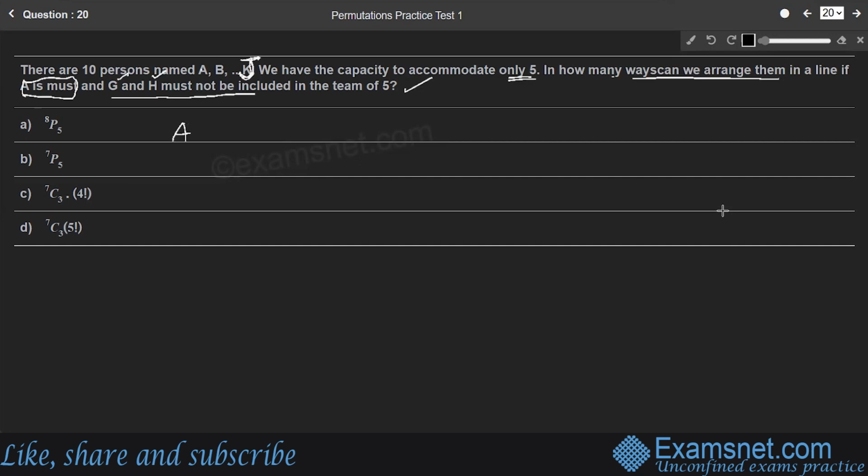Person A is a must. He can be the first person, or in a line when you arrange 5 persons, 1, 2, 3, 4, 5. Right? You can place the person A wherever you wish. You can place him in the first place or second place, third, fourth or fifth place. Right?